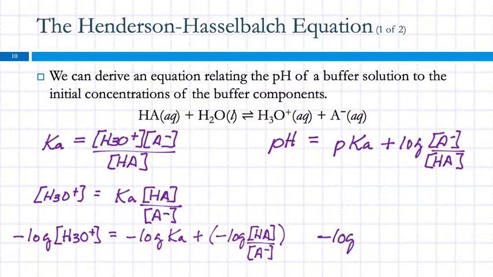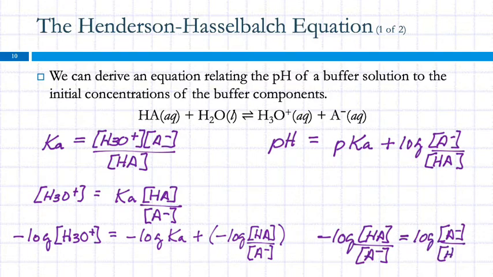You could still do it, that negative is still there though, right? You could. So this is the same as the log of A minus over HA. So the pH is equal to the pKa plus the logarithm of A minus over HA.